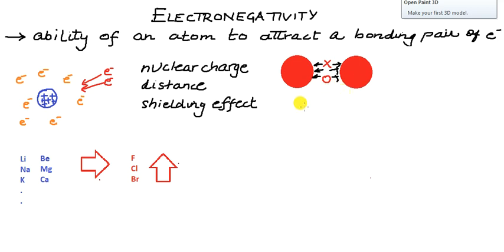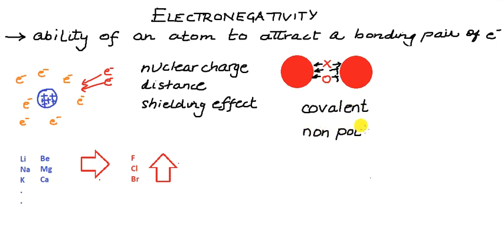And we get a bond that is covalent in nature and is also non-polar. Why would it be non-polar? Because we have this region of negative charge spread evenly, so there is no one side that is more negative than the other. So there is no dipole on this molecule.